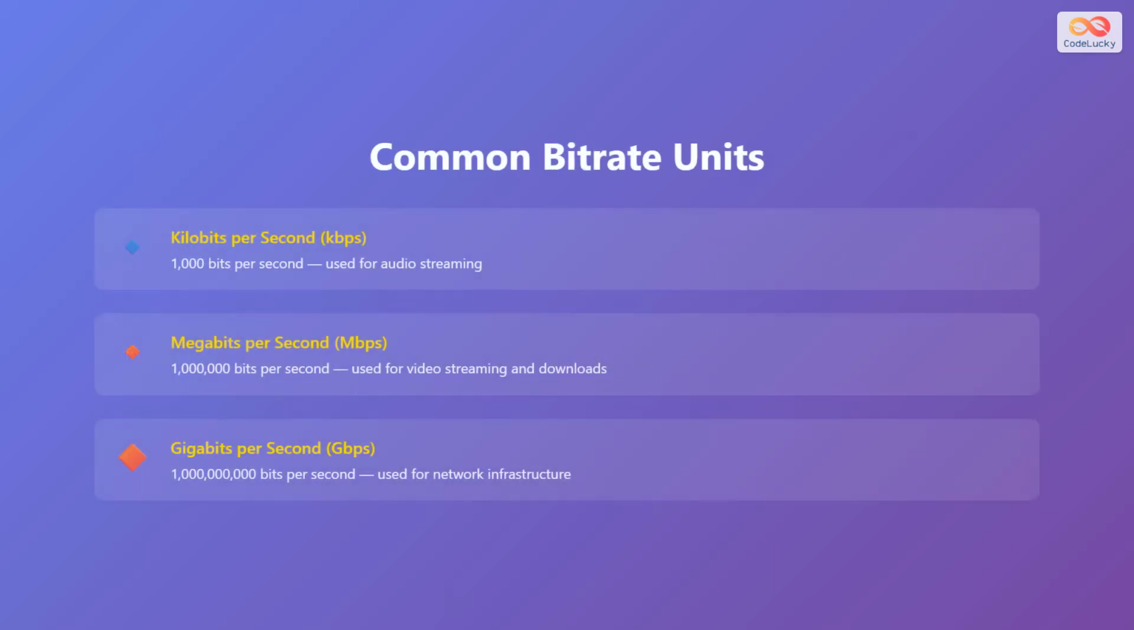Bitrate is expressed in different units depending on the scale. Kilobits per second, or kbps, represents 1,000 bits per second and is commonly used for audio streaming. Megabits per second, or Mbps, equals 1 million bits per second and is the standard unit for video streaming and internet downloads. Finally, gigabits per second, or Gbps, represents 1 billion bits per second and is used for high-speed network infrastructure and professional video production.